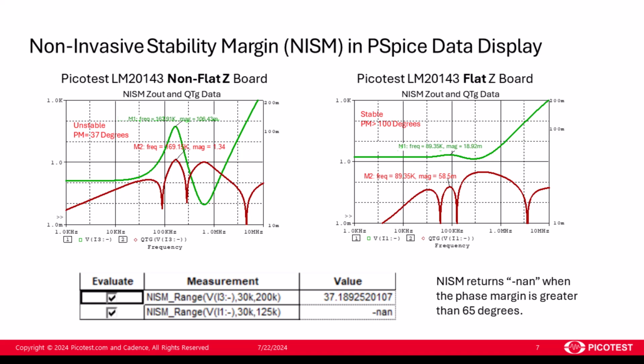The NISM range measurement equation results shown below have the non-flat design with a poor stability of 37-degree phase margin, and the flat design returns NAD, which means the stability is greater than 65 degrees. That's it. It's really quite simple to use. Let me show you a little bit about how NISM works and its benefits, and then I'll provide some tips on how to do a NISM stability assessment.